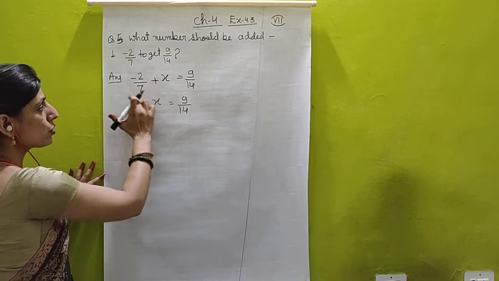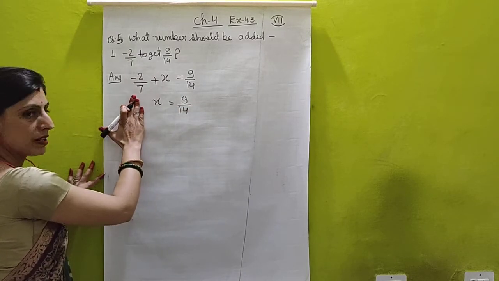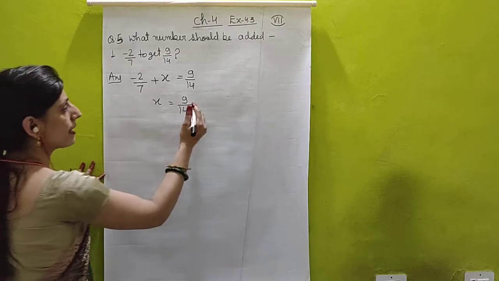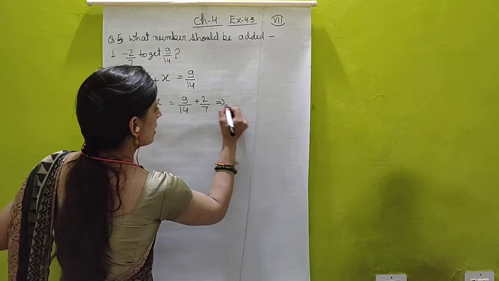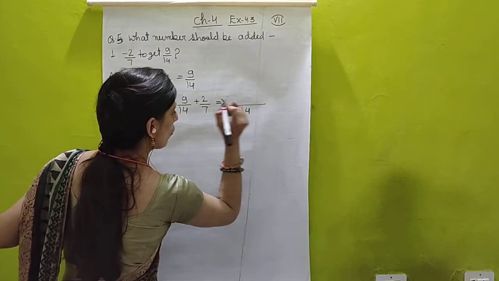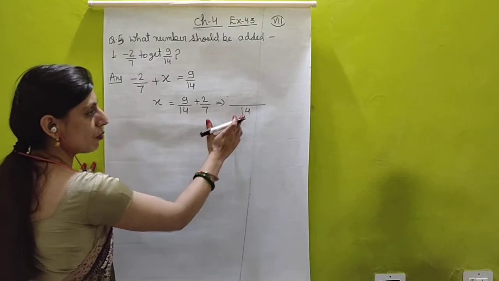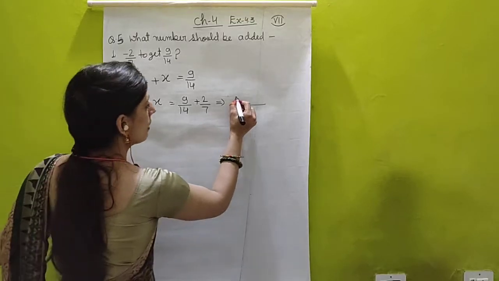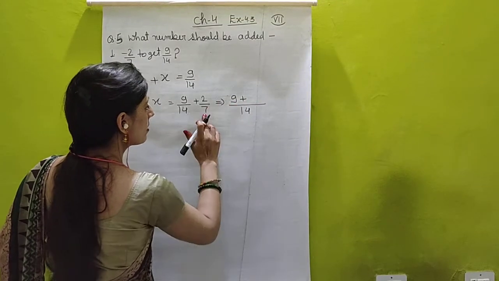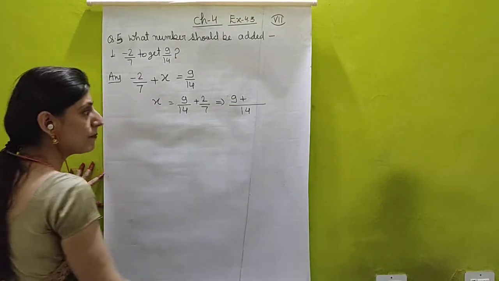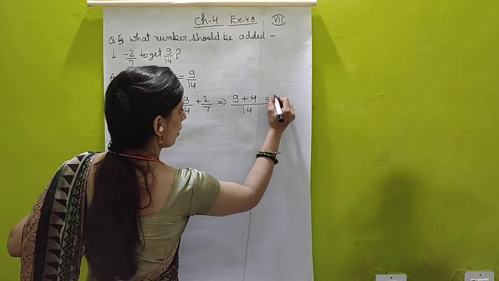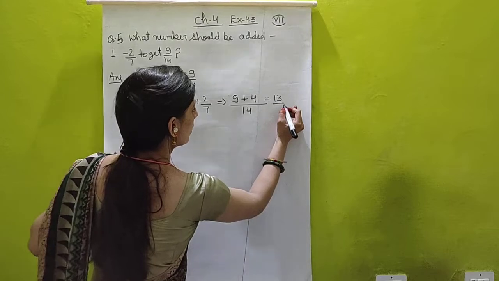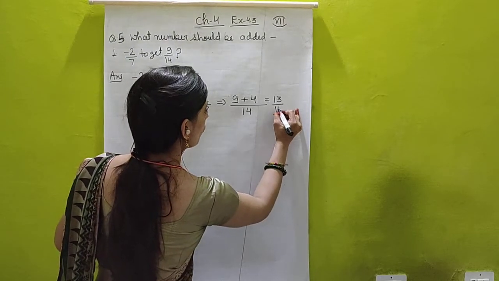Then this minus 2 upon 7 we will remove from the left hand side. It will go in the right hand side with a positive sign. Then 2 upon 7. Now the LCM will be, as you know, 14. Now 14 divided by 14, it will be 1. Then 9 will come as it is. Then plus 14 divided by 7, then 2, and 2 multiply 2, it will be 4. And your answer will be, student, 13 upon 14.